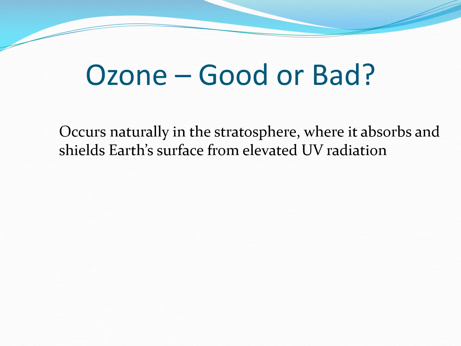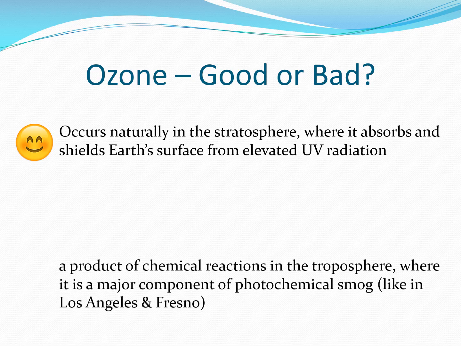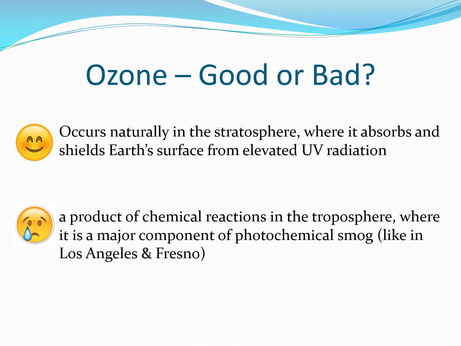So that makes it a good thing. Ozone that's naturally occurring, that built up over billions of years actually, from plants photosynthesizing and releasing oxygen. It built up over many, many, many millions of years. This ozone built up in the stratosphere. It absorbs UV light, shields us from that UV light. It is a good thing. Happy face. Right? But there's some bad ozone.